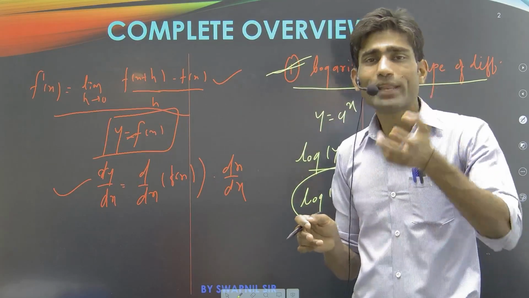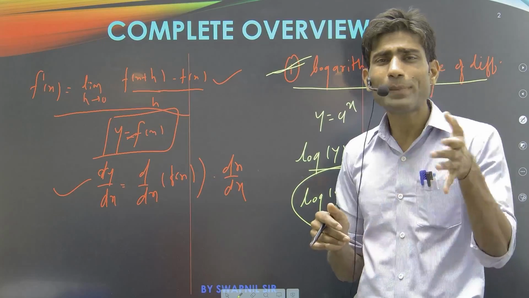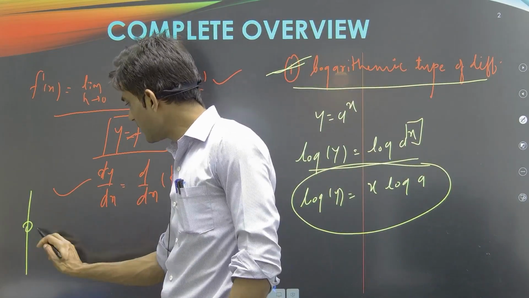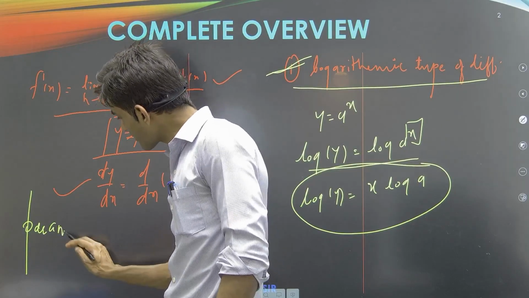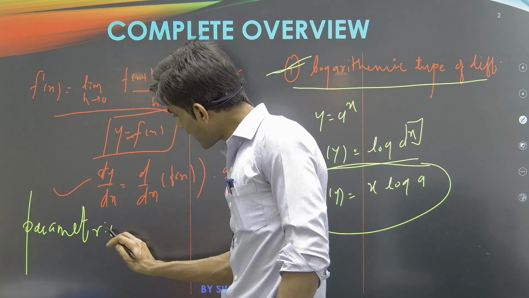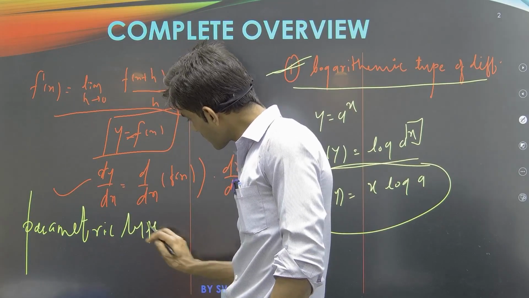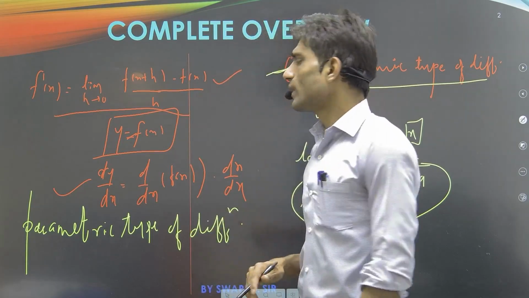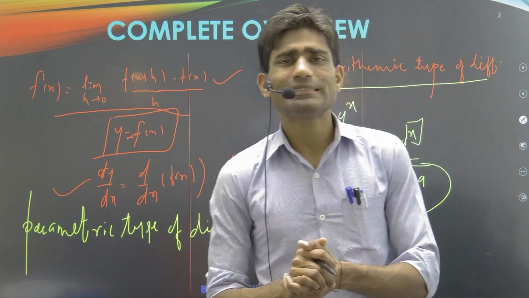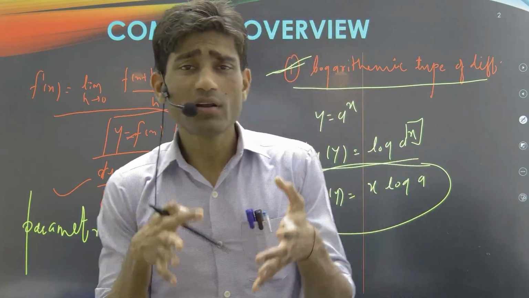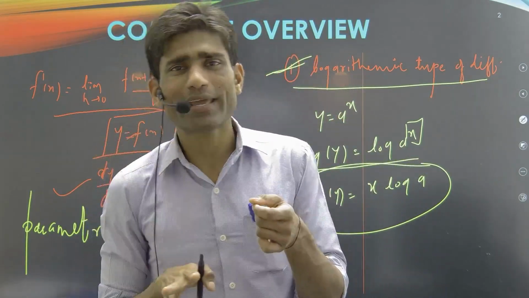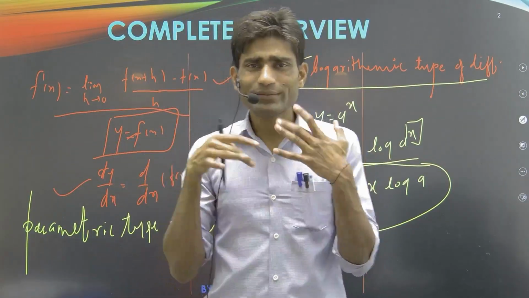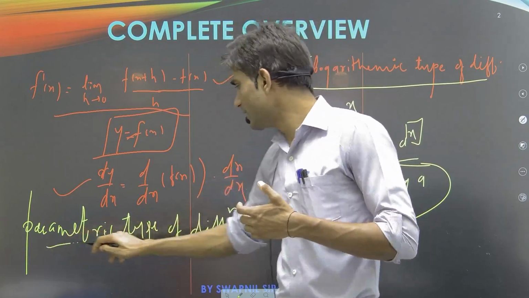Okay, so the next part of differentiation we consider here is the parametric type of differentiation. Let me explain the parametric type of differentiation. So what is it? Till now we have learned differentiation of a function with respect to x, differentiation of a function with respect to y. This is the differentiation we have learned till now.